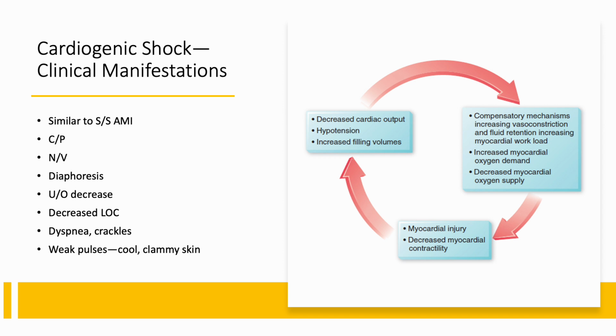The clinical manifestations of cardiogenic shock are similar to those seen in an acute myocardial infarction and include chest pain, nausea and vomiting, diaphoresis, there's excessive sweating, decreased urine output, decreased level of consciousness, dyspnea, as in shortness of breath, or crackles upon lung auscultation from all that fluid buildup due to pulmonary congestion, and weak pulses, cool, clammy skin as a result of poor perfusion.